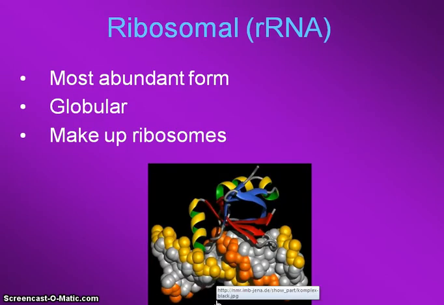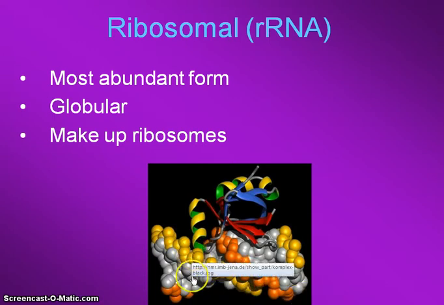Ribosomal RNA is called rRNA, and this is actually the most abundant form. It's a single strand, but it's been all folded up so that it's in this big glob, and they actually make up the ribosomes, which is where the proteins are made.